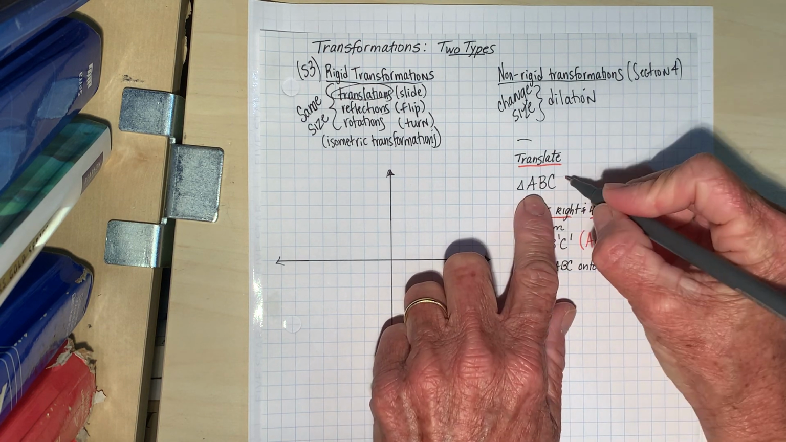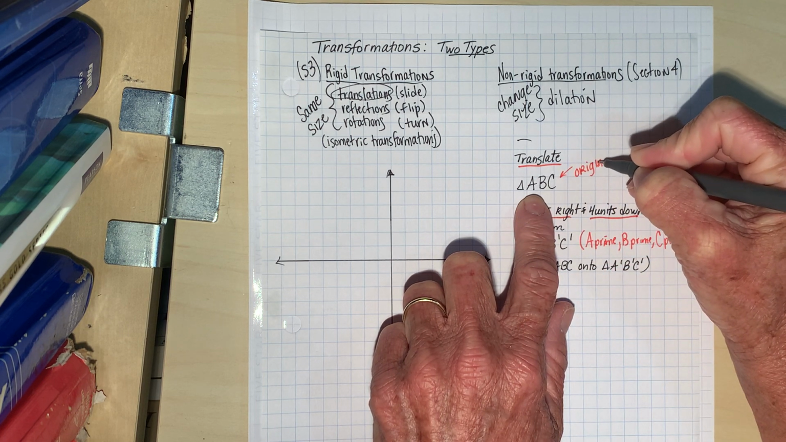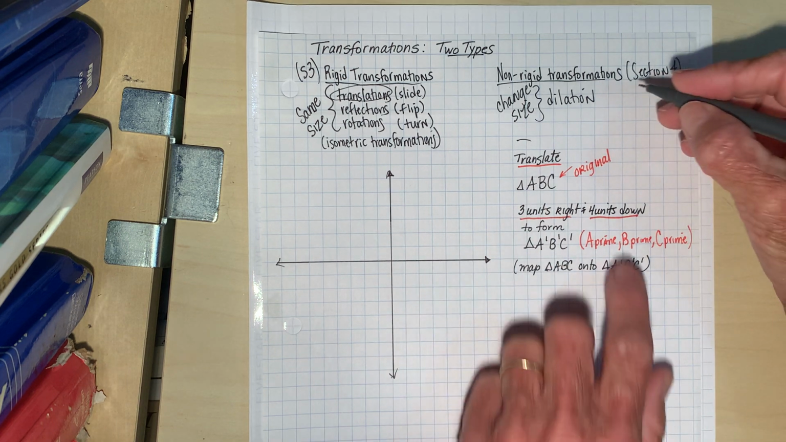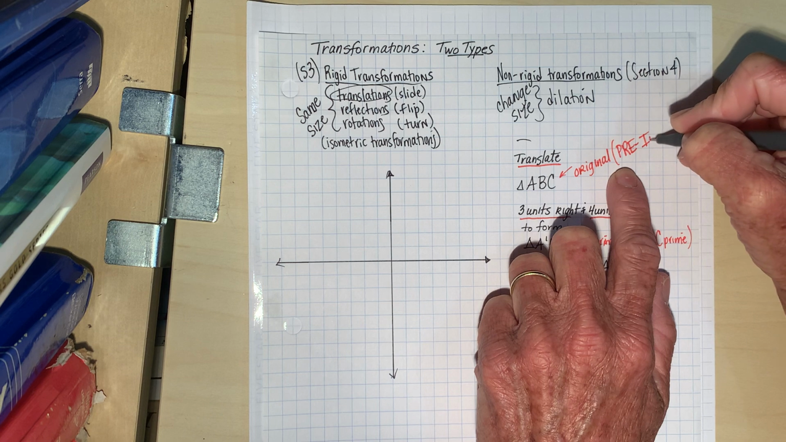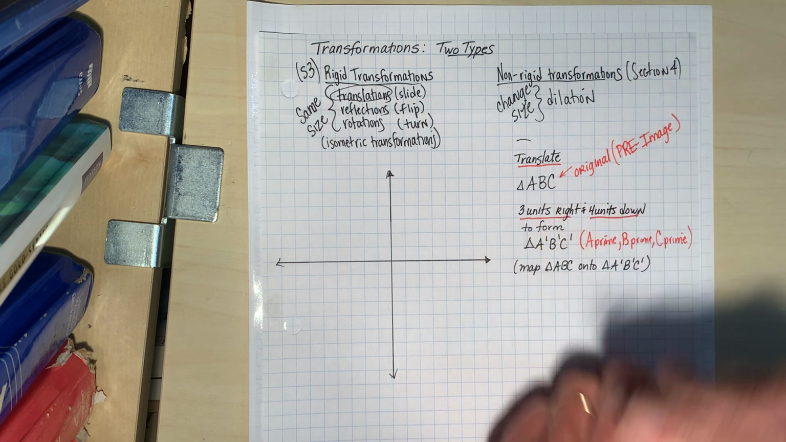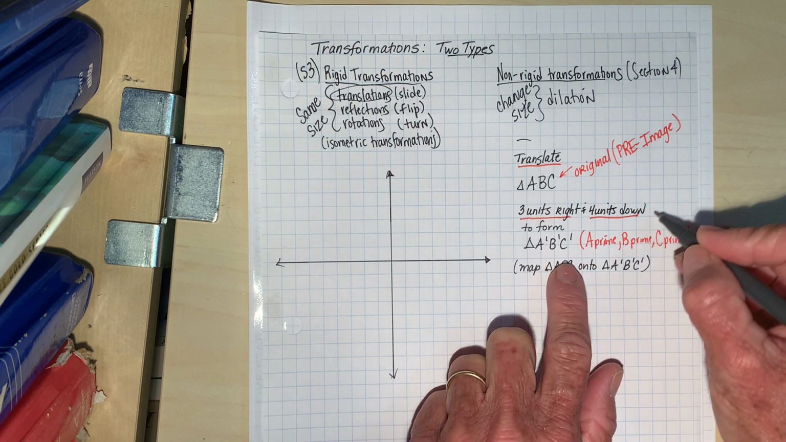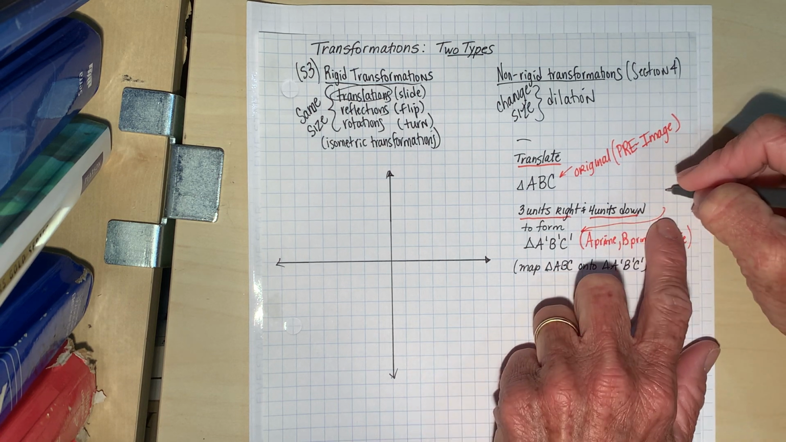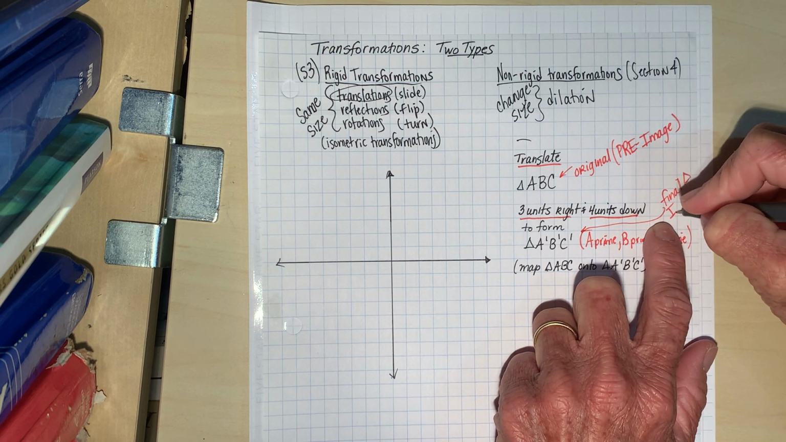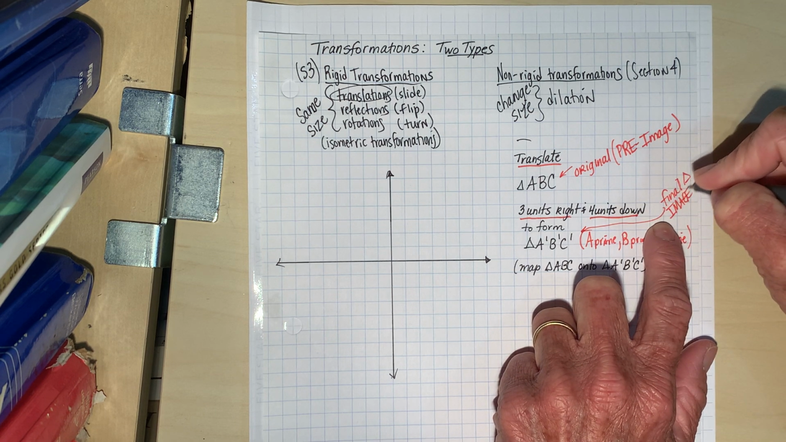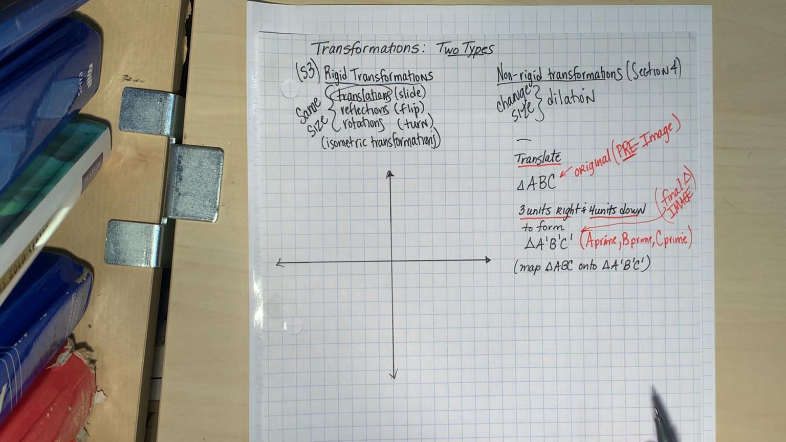This is the original triangle. I'm going to give you some coordinates for it. It is called the pre-image. It's the thing we start with, the pre-image. This will be our final triangle. So this is the final triangle when we're finished, and it's called the image. The final one is the image, the original one is the pre-image, and we're going to move it.